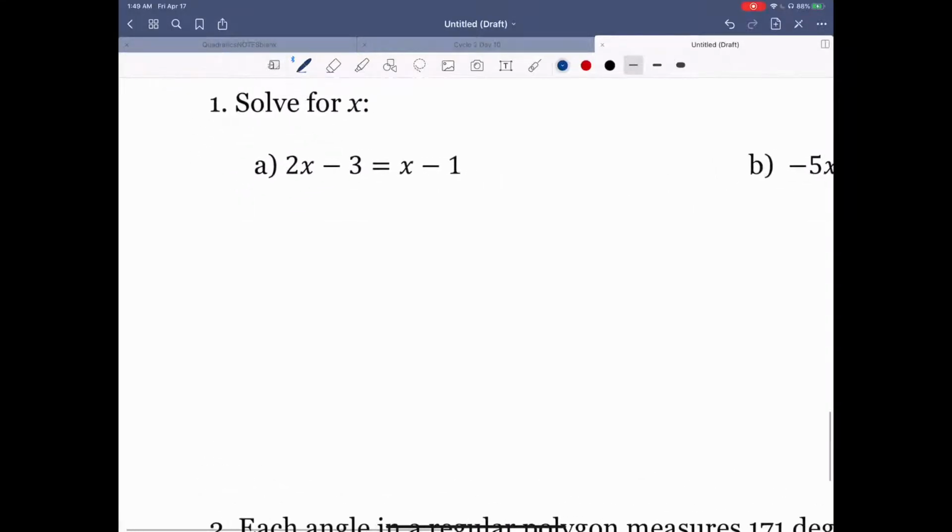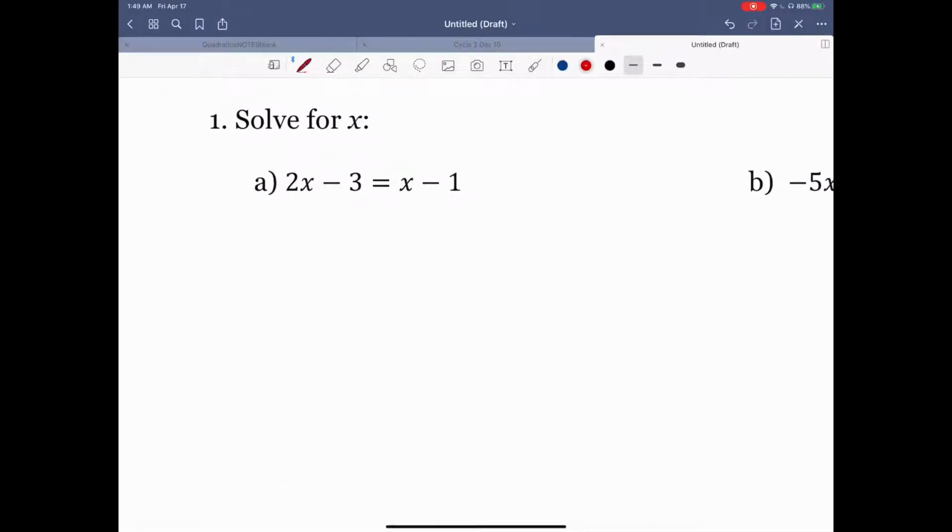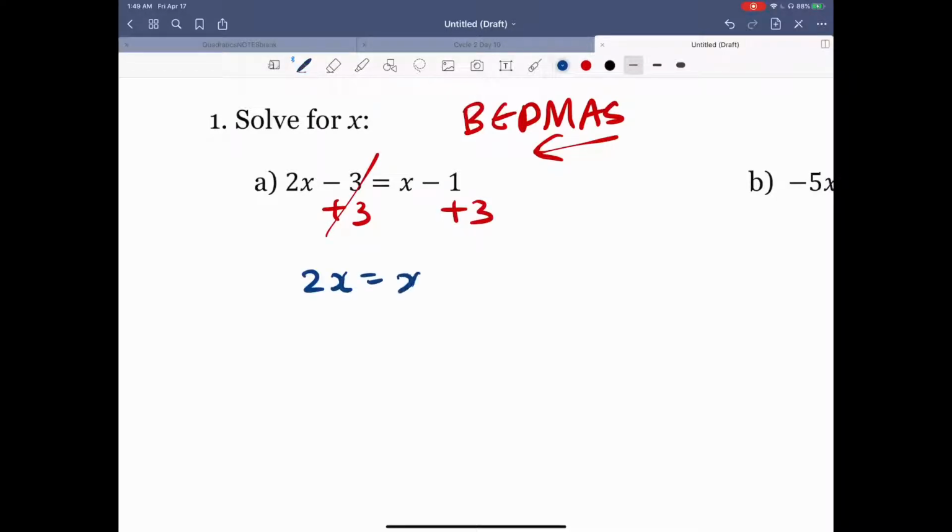So, first, solving equations. You need to do BEDMAS backwards to do this, meaning I need to try to get x by itself. So, x is to one side and numbers to the other. I'm going to start by, let's say, moving the negative 3 to the other side. In order to do that, I'm going to add 3 to both sides, because what I do to one side, I need to do to the other. So I get x plus 2.